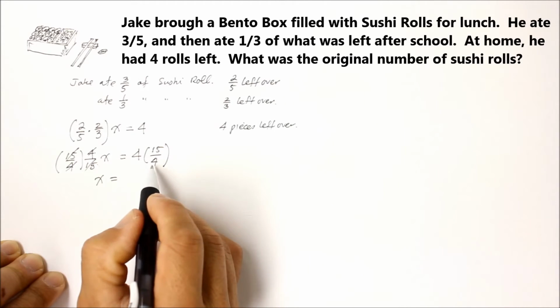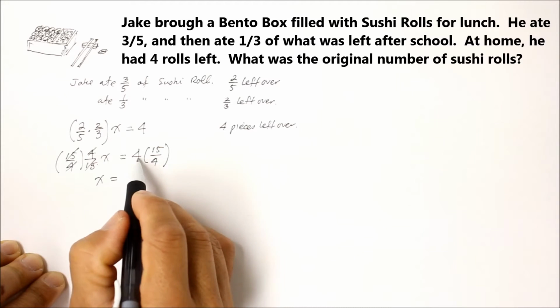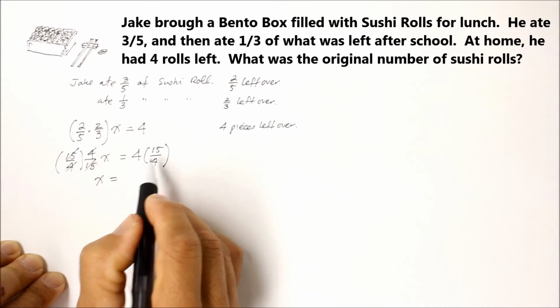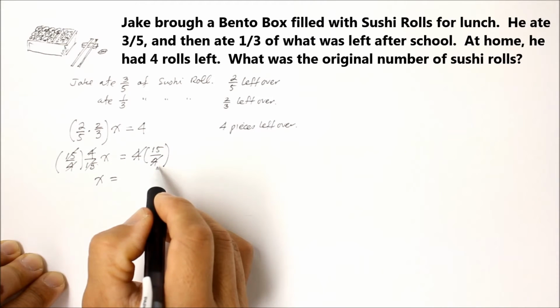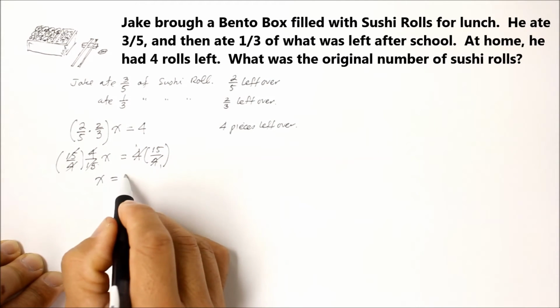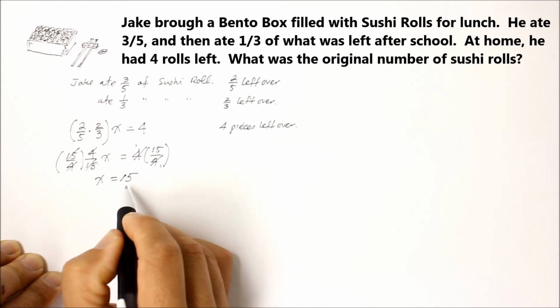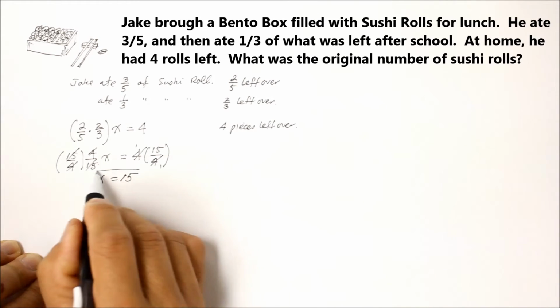And on the right side, if we multiply across, 4 times 15 is 60. 60/4, or let me just simplify the numerator and the denominator, 1 and 1. So the original was 15 pieces.